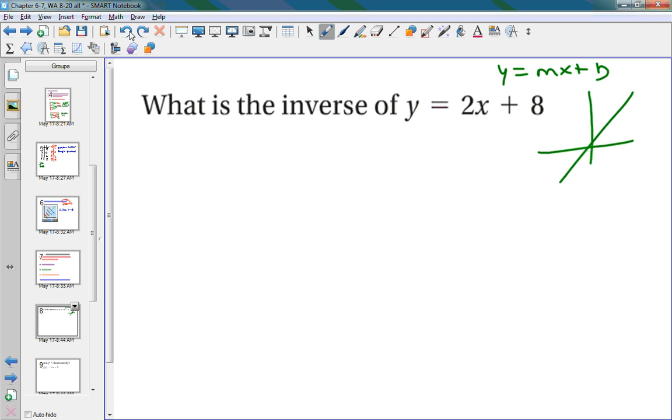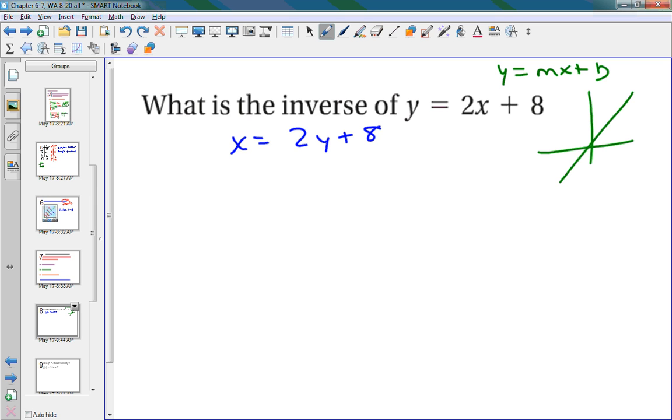So therefore, since that is a one-to-one function, the inverse exists. So how do I find the inverse? Step 1. Do I have f of x notation? No. Step 2. Swap out x and y. So if I'm swapping x and y, x is equal to 2y plus 8. Now what?